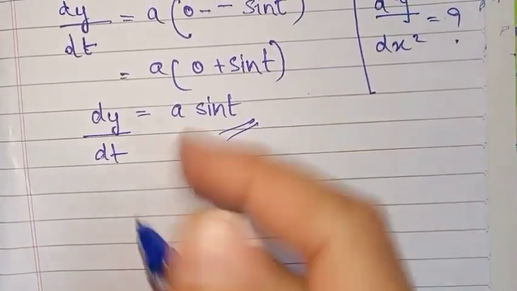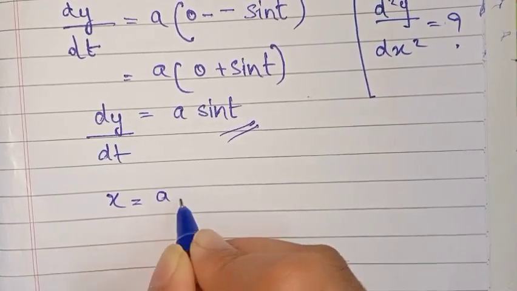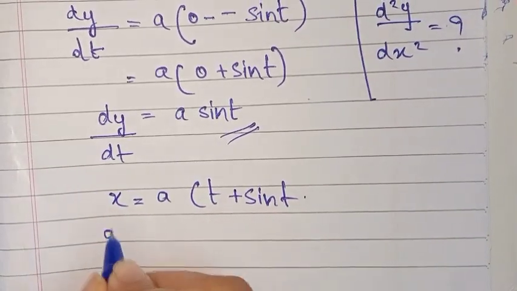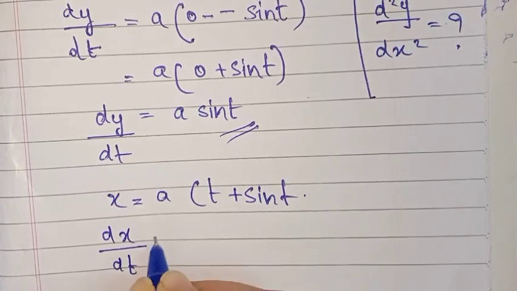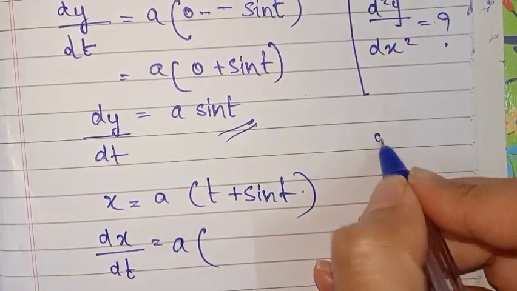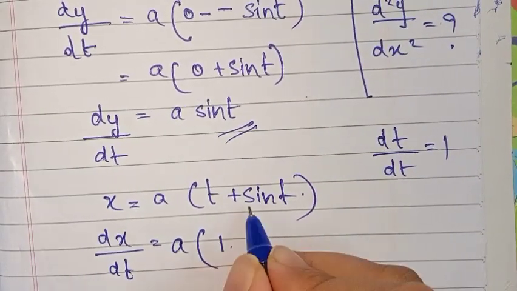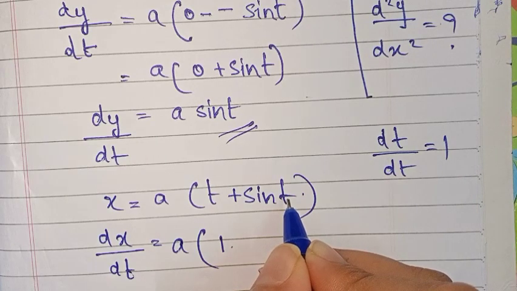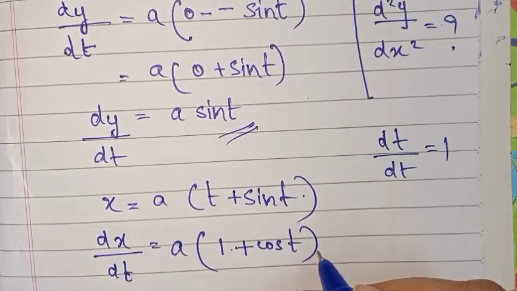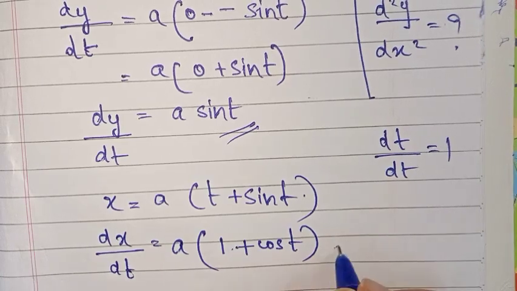Next, to obtain the value of dx by dt, we write what is x. x is equal to a into t plus sin t. So we can differentiate x. dx by dt is equal to, since a is a constant, we write a itself, and the differentiation of t in terms of t, dt by dt, is equal to 1. So 1 plus sin t. The differentiation of sin t is cos t, so plus cos t here. So we get the differentiation of x also.